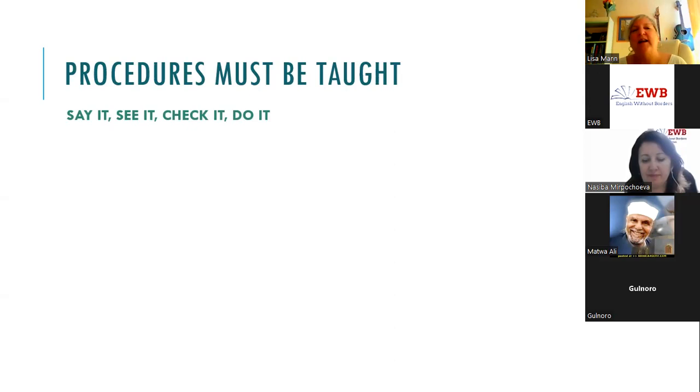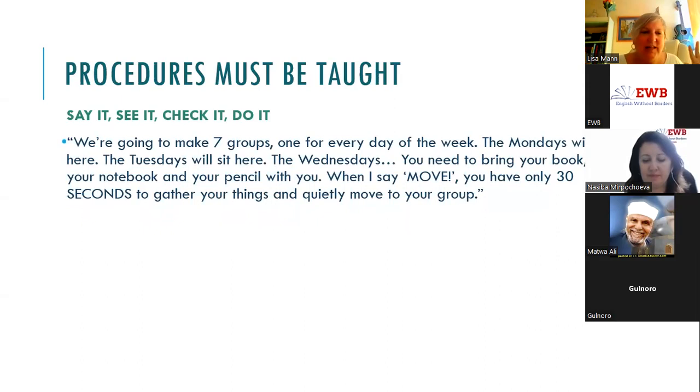So this is how we might teach a procedure, for example, for getting into groups. So first we say it, and we might say something like this. We're going to make 7 groups, and these gestures are important, and we'll talk about those in a minute. We're going to make 7 groups, 1 for every day of the week. The Mondays will sit here, the Tuesdays will sit here, the Wednesdays will sit here. You need to bring your book, your notebook, and your pencil. And when I say move, you have 30 seconds to gather your things and quietly move to your group. Now, that's the say it part.